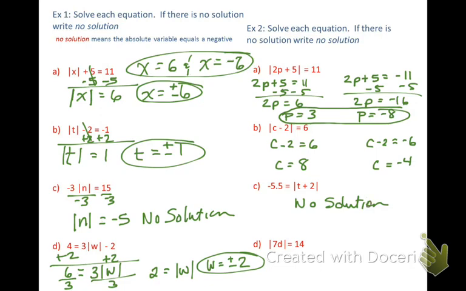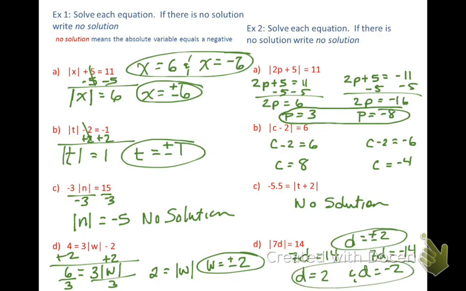D is all by itself. Absolute value, so you could do it: 7D equals 14, and 7D equals negative 14. So they're both going to be 2 and negative 2. You can say D equals 2 and D equals negative 2, or you could just write it right above it, plus or minus 2. So either one of those will work.